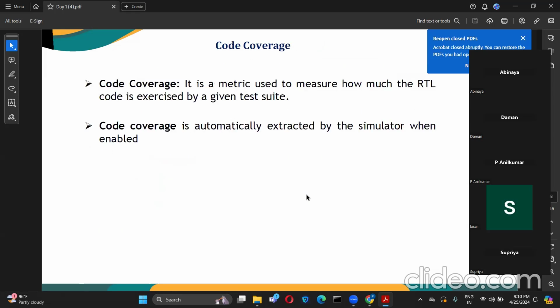And functional coverage is to test the functionality of the RTL code. We are writing the test cases, so if those test cases are sufficient to check the whole design or not, that is what it will cover, 100%.